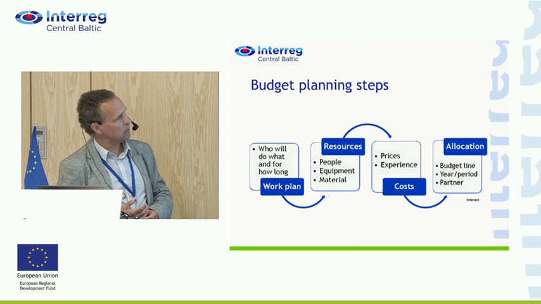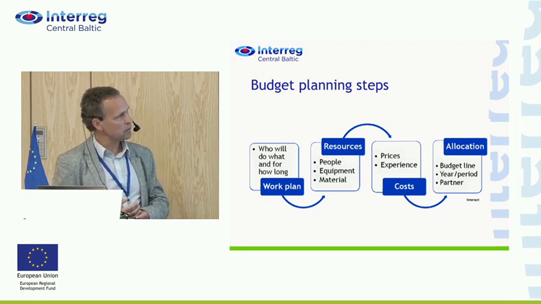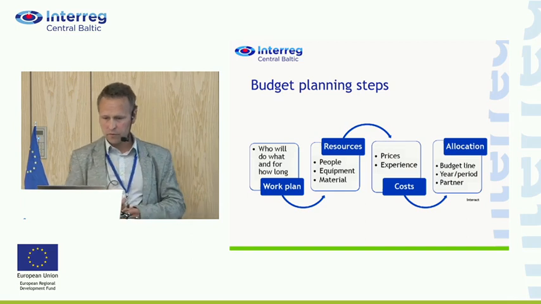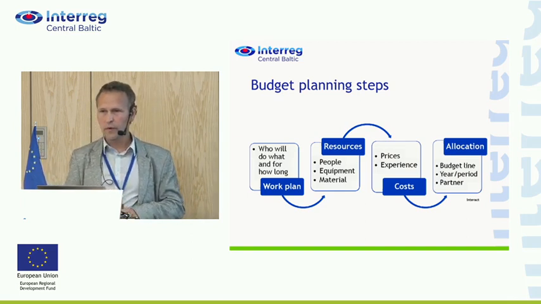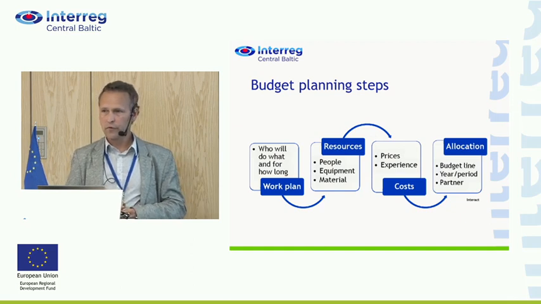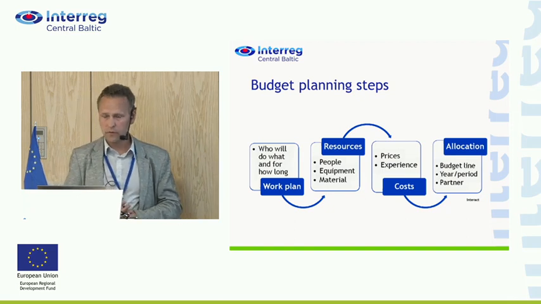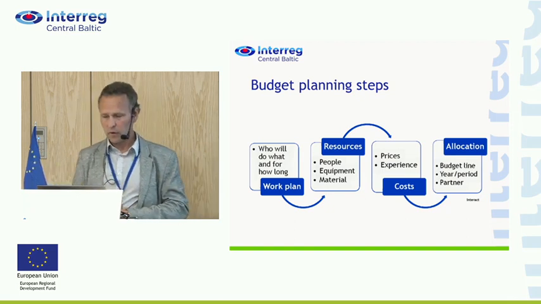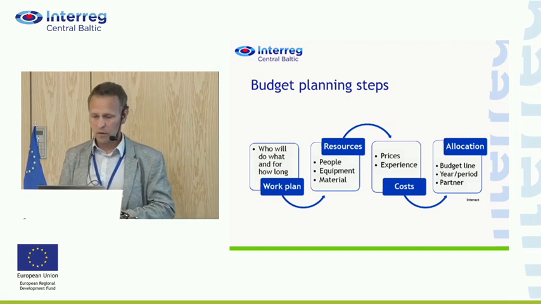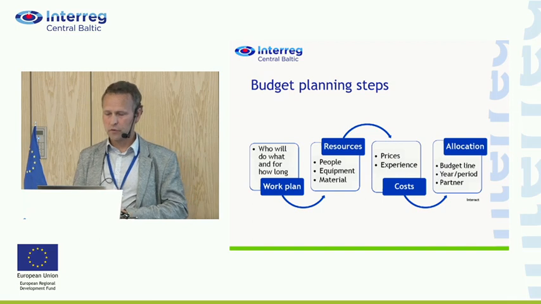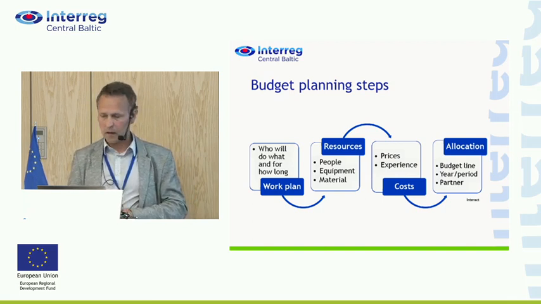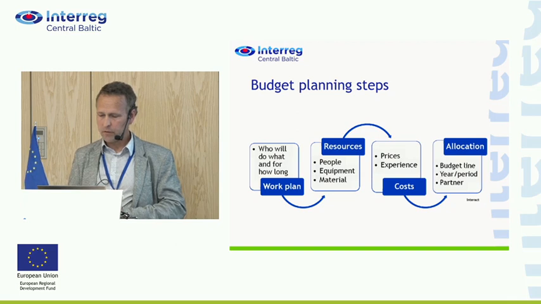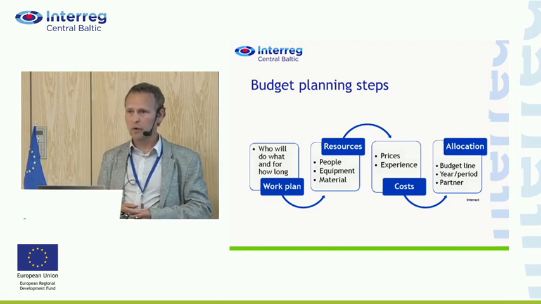So probably the same thing that I spoke about, these steps. Think who will do what, what you will do at all. So it's work plan, planning, then you plan resources. On that, of course, not only money, but people, equipment, materials as well. And then all these expenditures and prices which are related to these activities and plans. And allocation: under which budget line, at what time, to which partner.